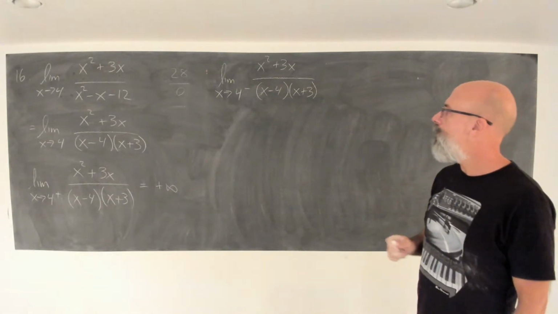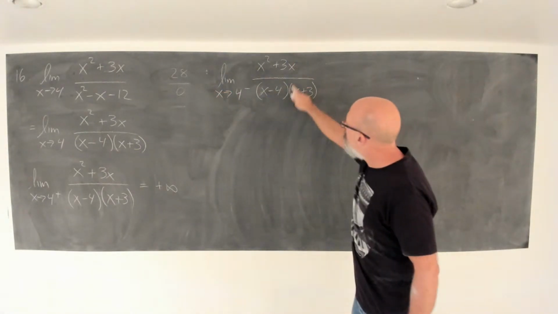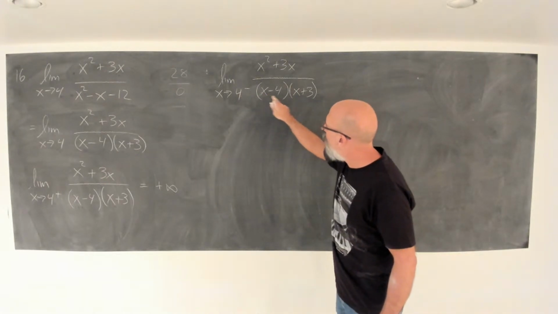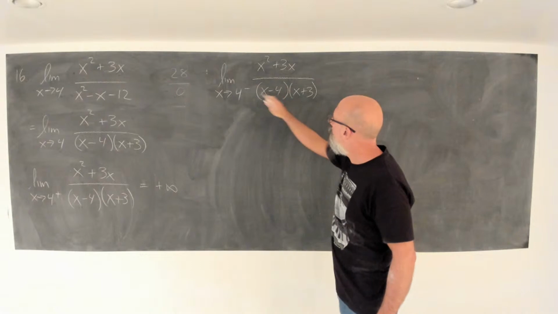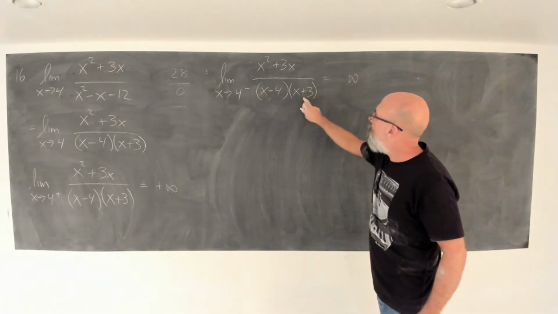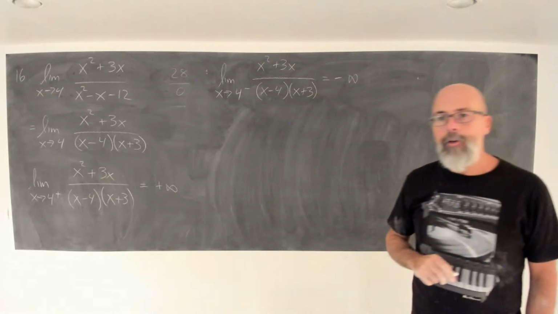What is happening as x goes to 4 from the left? Well, the numerator is still close to 28. This is still close to 7. But here, a number less than 4 minus 4 is going to be negative. So we were expecting some sort of infinity. Positive, positive, negative, the whole thing is negative. And there you go.